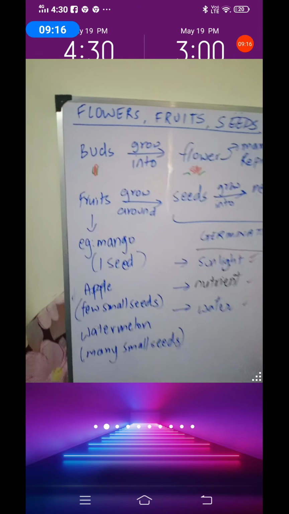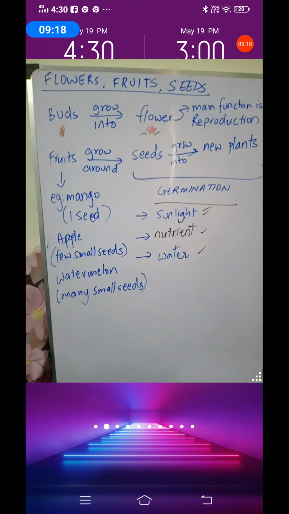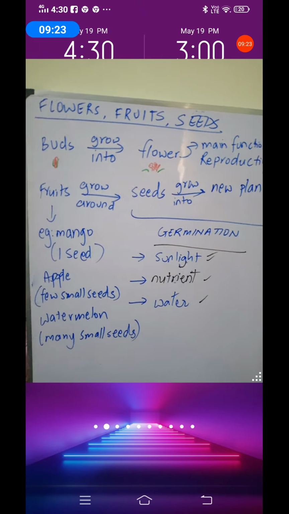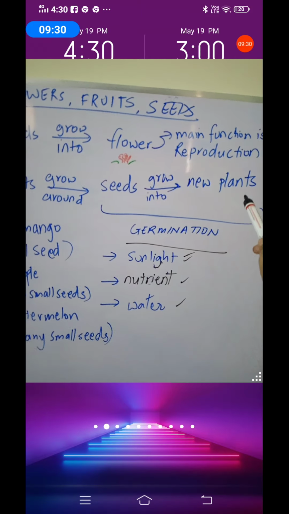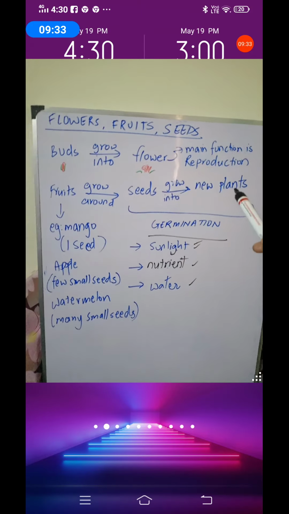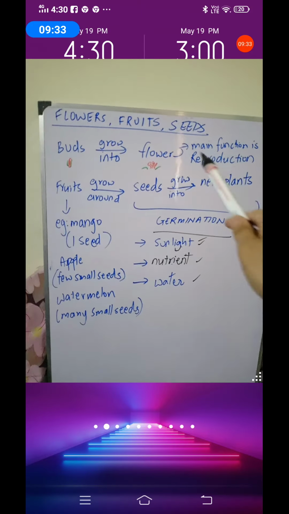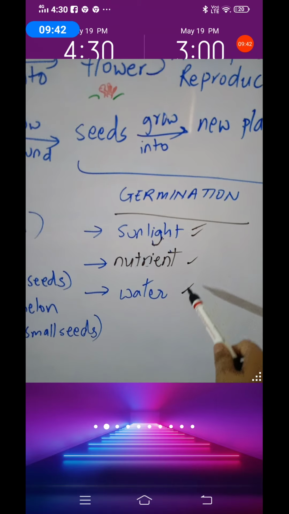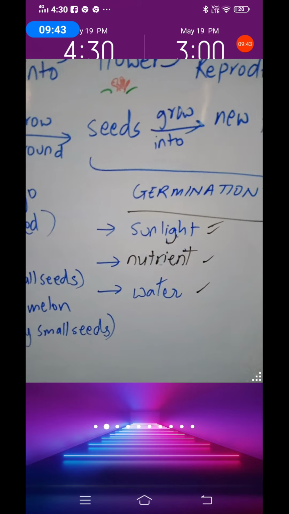So let's have a quick recap of flowers, fruits and seeds. Buds grow into flower. The main function of the flower is to reproduce. Fruits grow around seeds. Seeds are very important. Seeds are further used to grow into new plant. The process of seeds growing into new plant is called germination. Germination requires sunlight, nutrients and water. Alright. So this is about flower, fruit and seeds.